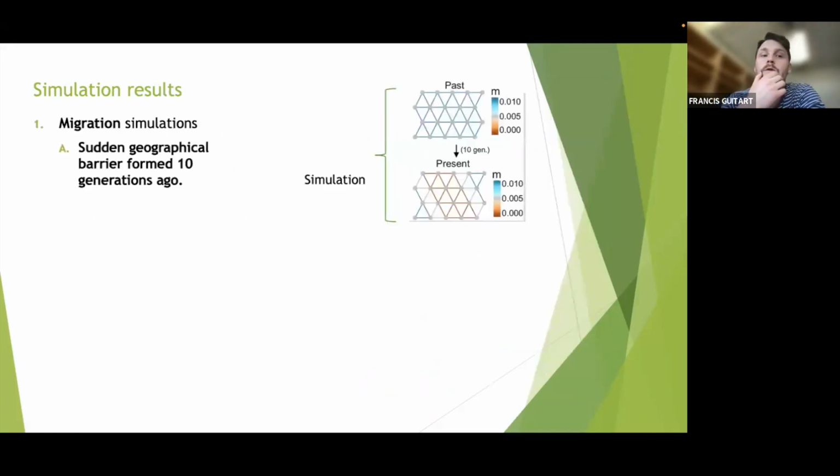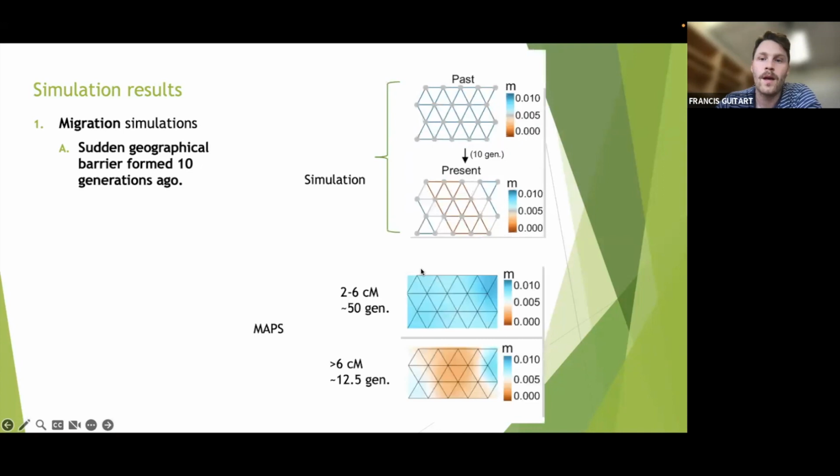So they started with 2 simulations where they changed migration. The first was the one I just showed, where there's homogeneous migration of 0.01 between subpopulations in the past, and then around 10 generations ago, the subpopulations on the left and the right experience a sudden break in migration right down the middle, as we can see here in red. And this is the result of that simulated data being applied with MAPS.